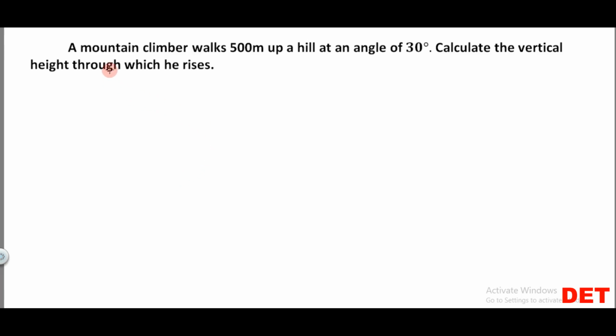Alright, so here we're going to look at this question. A mountain climber walks 500 meters up a hill at an angle of 30 degrees. Calculate the vertical height through which he rises.